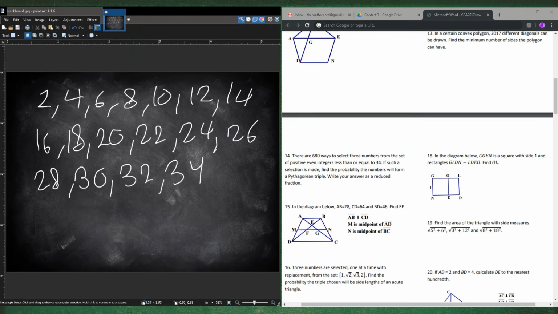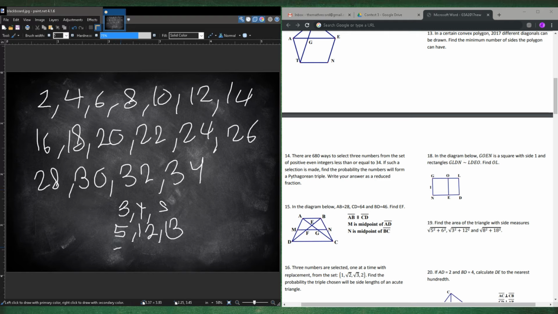So basically, looking at our numbers, if you just know your Pythagorean triples, which is 3, 4, 5, the next one after that is 5, 12, 13, and then it's 7, 24, 25. Then it's 8, 15, 17, and basically I think that's it. Kind of.